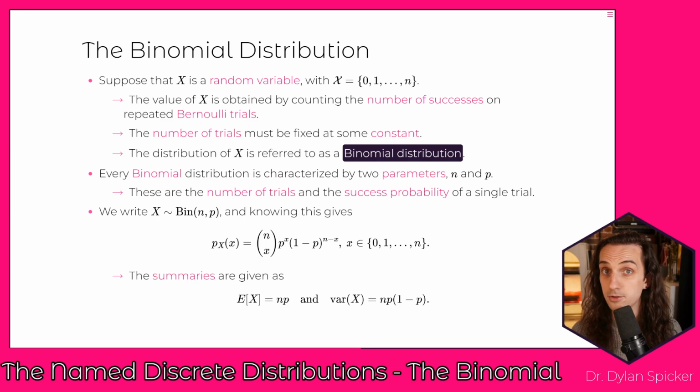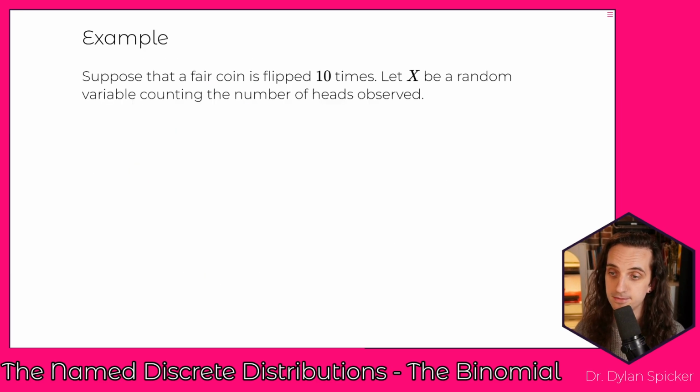Now, if we want the summaries of these, the expected value is going to be n times p, and the variance is going to be n times p times 1 minus p. And so if you know that x is a binomial, you know what the probability mass function of x is, you know the expected value, and you know the variance of x.